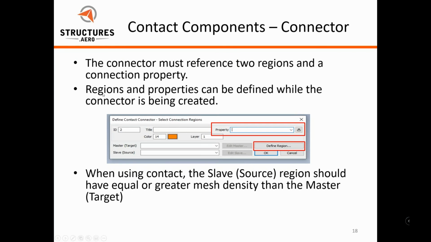Okay, and these also, I forgot to mention here, the regions and properties can be defined on the fly. You could just sit here and hit create a connector, hit define region, and define your master, define your slave, and then hit the button up here to define the property as well.